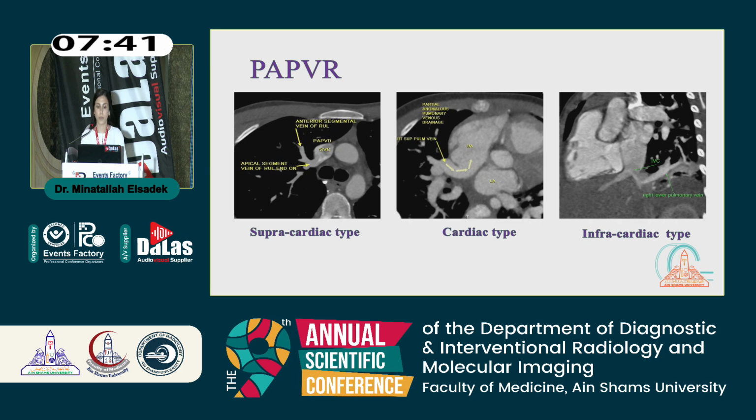Type 1, which is the supracardiac, in which the pulmonary vein drains in either the brachiocephalic, SVC, or azygous vein, and it's the most common type. Type 2, the cardiac, drainage is into the coronary sinus and or the right atrium. Type 3, the infracardiac, the pulmonary vein drainage is usually into the hepatic veins, portal vein, or IVC.